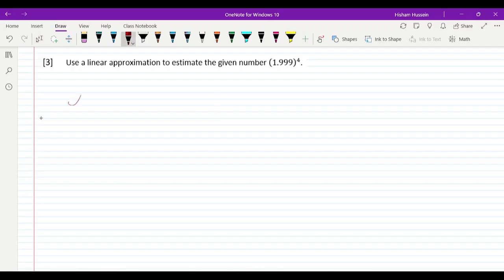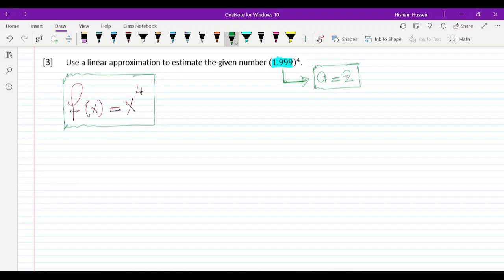Now use the linear approximation to estimate the given number, 1.999 to the power 4. This indicates that the function f of x here is x to the power 4. It's requested to find an approximate value for 1.999. The nearest value that can work as a tangent point for 1.999 is a equals 2. So we will find an approximate formula for f of x equals x to the power 4 near the point a equals 2.